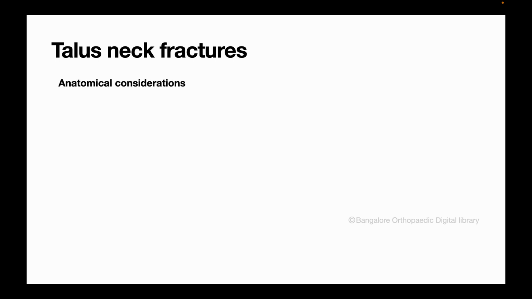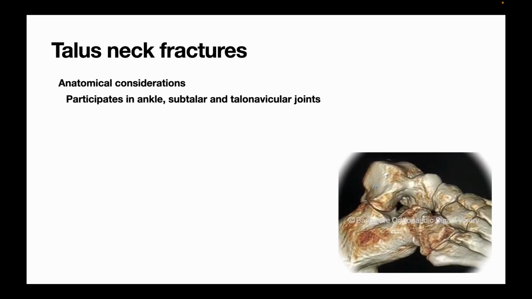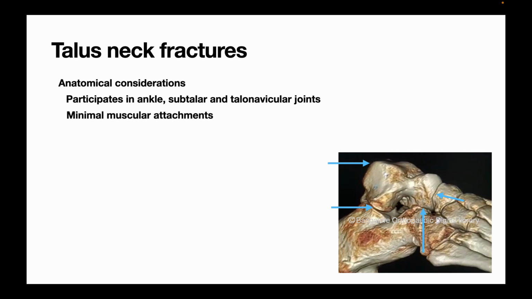Next topic is talus neck fracture. Most of the talus is intra-articular, either within the ankle joint, the subtalar joint, or the talonavicular joint, and hence it has no recognizable muscle attachments. It forms a key link between the ankle and the foot, with the body of the talus locked within the socket formed by the two malleoli.